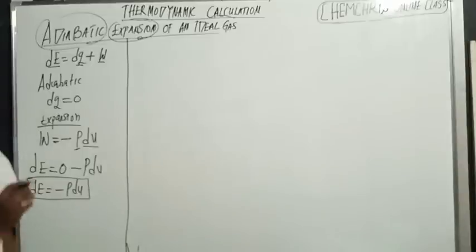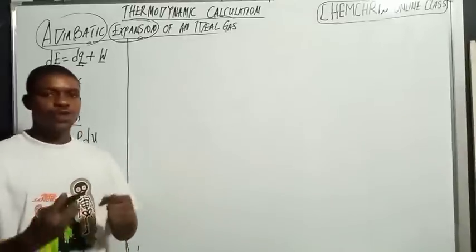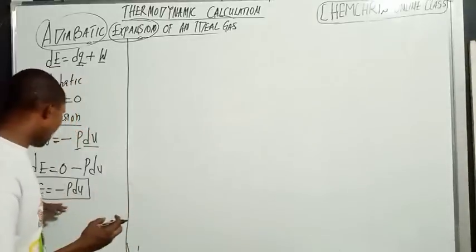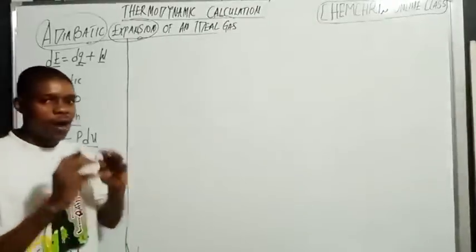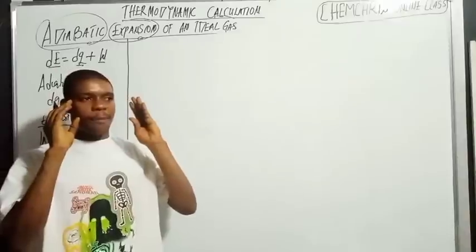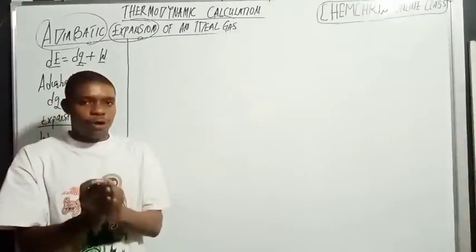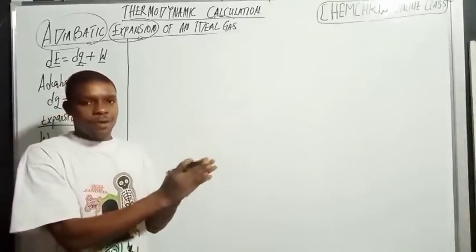Now, when we talk about change in E, we talk about change in internal energy. We have a formula that relates to change in internal energy. Remember, in molar capacity at constant volume and molar capacity at constant pressure.